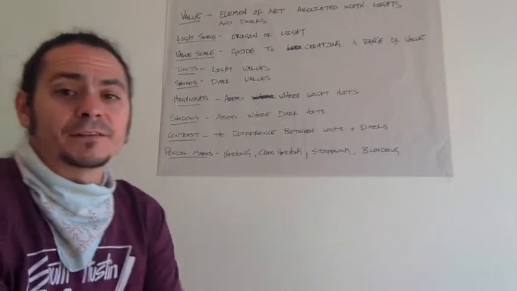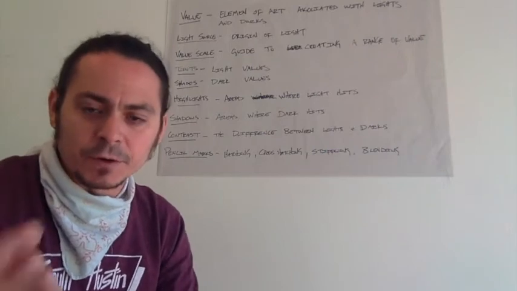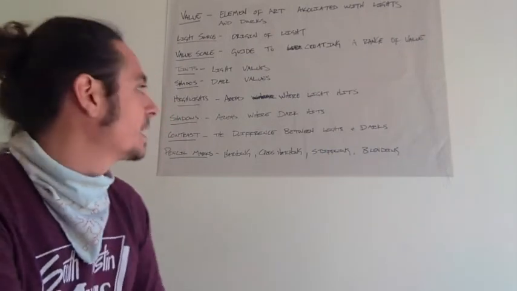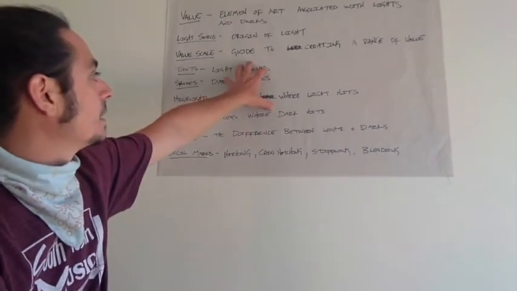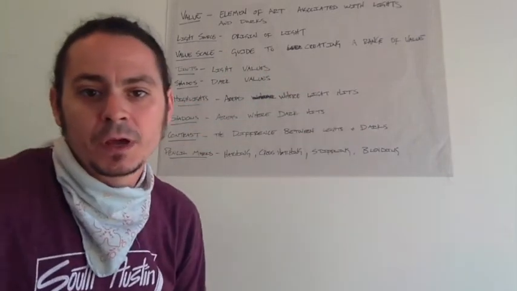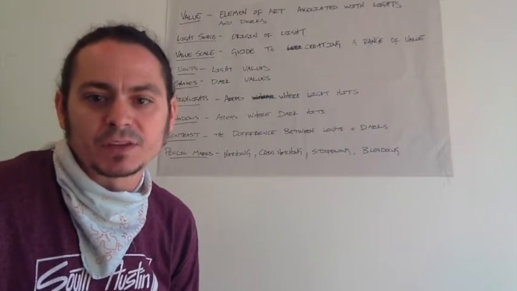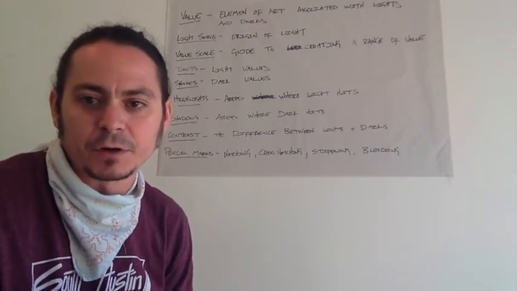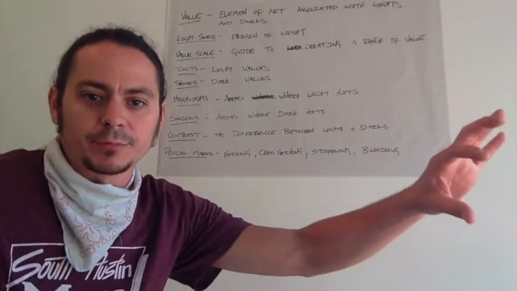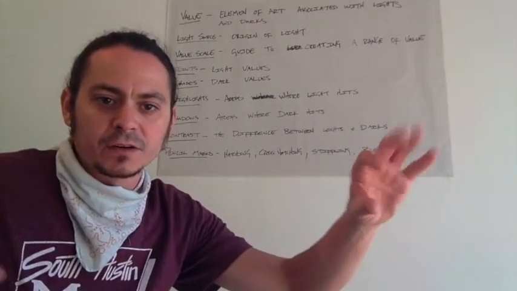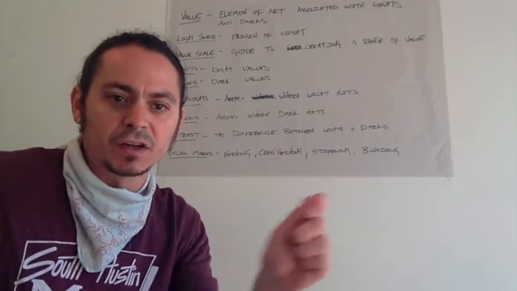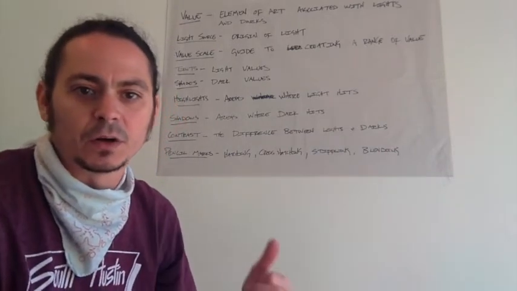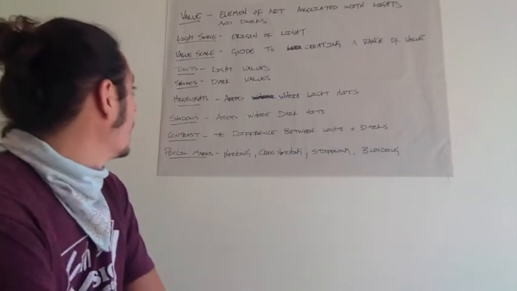Value scale. Now, value scale is exactly what we're going to do today in order to practice our value range. So a value scale is just a guide to creating a range of value. And I won't spend too much time on that because we're going to do that right after our vocabulary words. We're just going to draw a long rectangle and divide it into squares and color each square in a particular value. That's all a value range is.